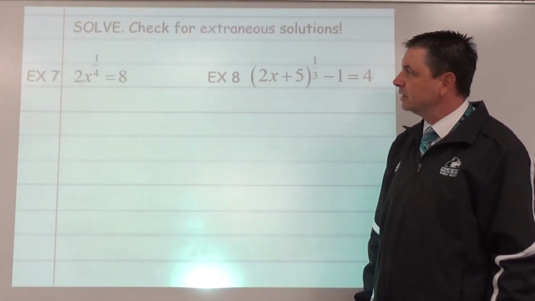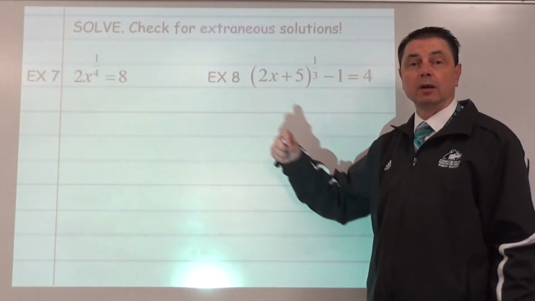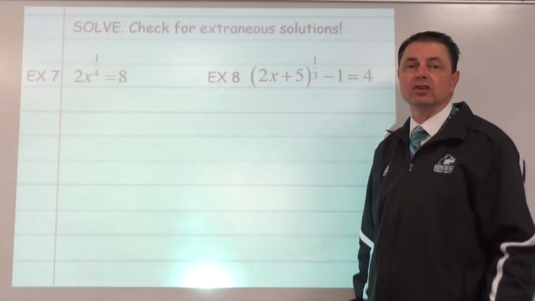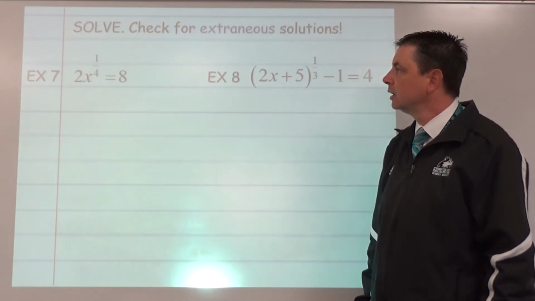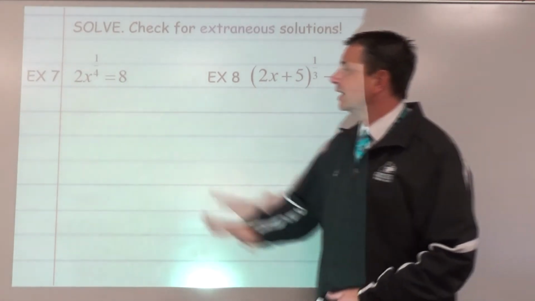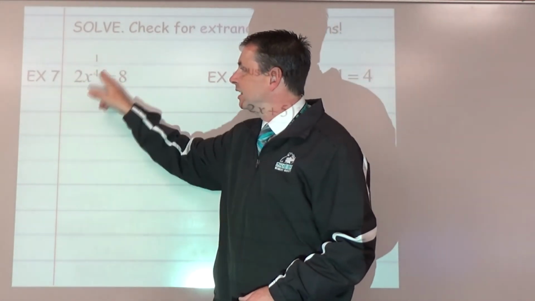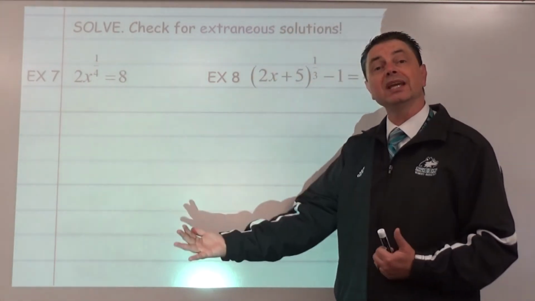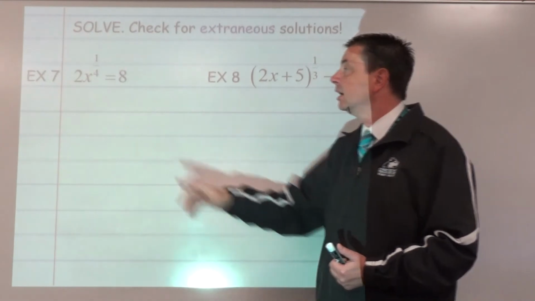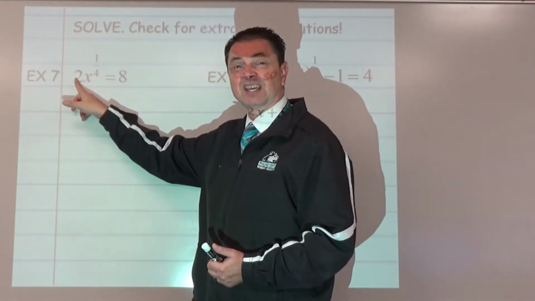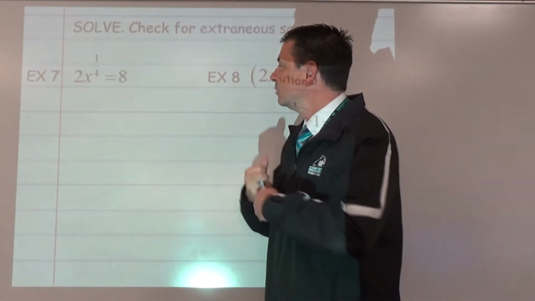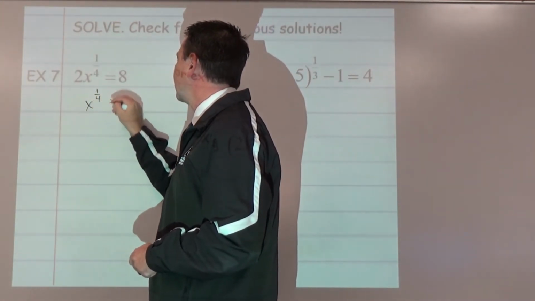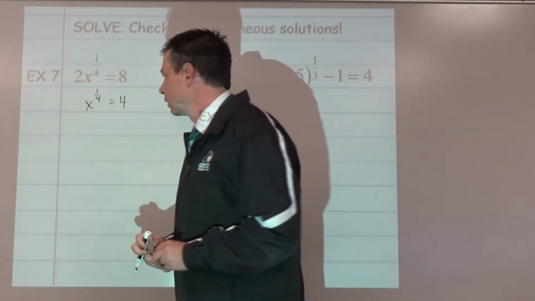Example number 7. Now we have some rational exponents. There's a couple ways that we can do this. I'll show both. But first, we would want to isolate. The 1/4 power only applies to the x. It doesn't apply to the 2, so we can get rid of the 2 right away. Undo the 2. Since this is multiplication going on, we'll just divide both sides by 2. So x to the 1/4 power is going to be 4.